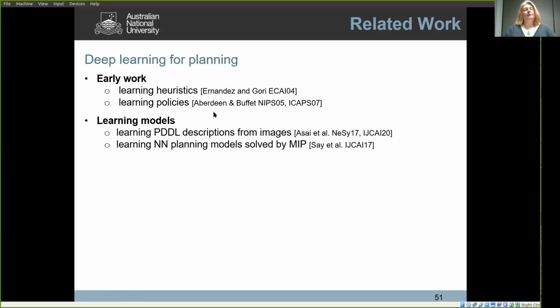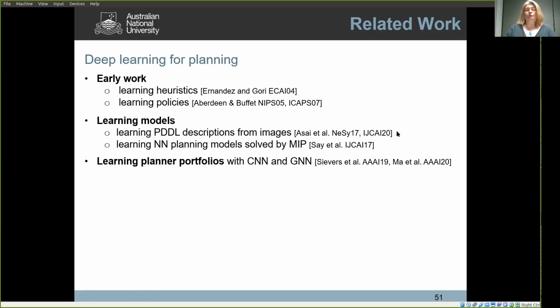Now, in the post-deep learning era, there's been quite a number of interesting works on learning PDDL descriptions from images using neural networks by Asai and Fukunaga, and also learning neural network models of transition functions, typical of what you have in planning. You can then solve the planning problem using MIP, whereas before you would solve it with the classical planner. There's also been recent interesting work on learning planning portfolios with convolutional neural nets and graph neural nets by Simon Sievers and people from Freiburg.